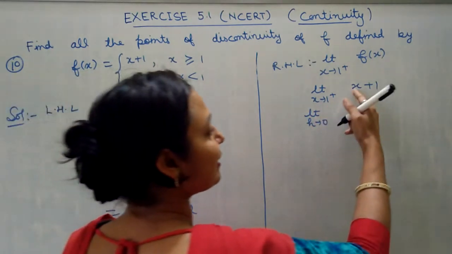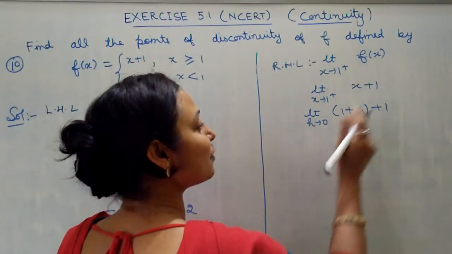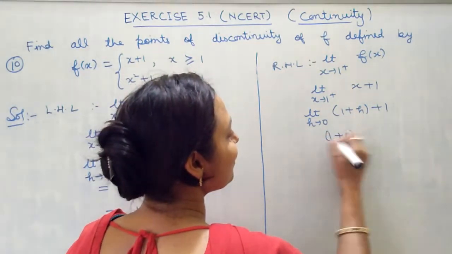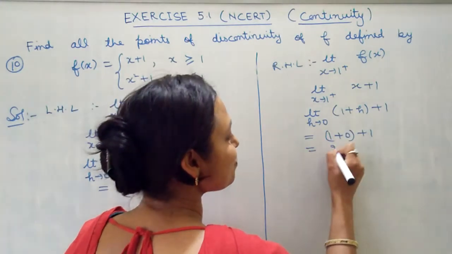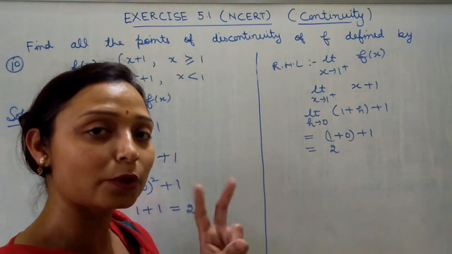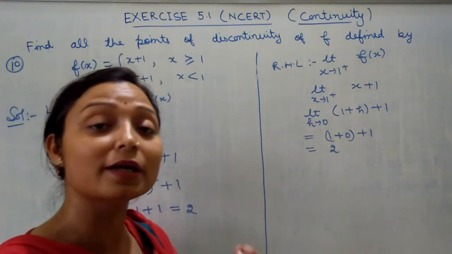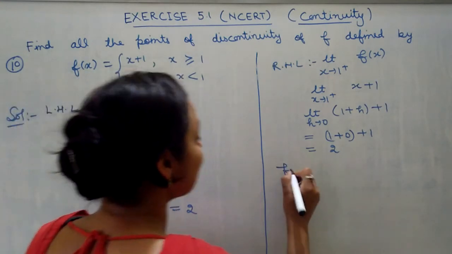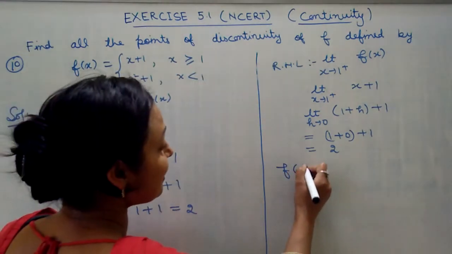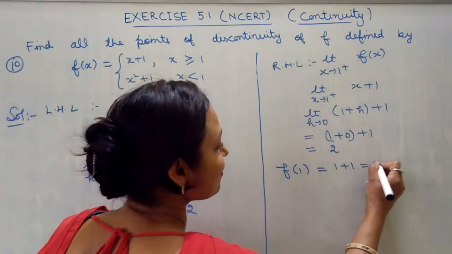So x plus 1. But I will change this by using h. In this place, x will change into 1 plus h, plus 1. Put the value h equals 0 here: 1 plus 0 plus 1, that will equal 2. Now the third step: when the two steps are equal, we take the third step. What is that step? You have to put the direct value, that is f of 1. That is 1 plus 1, which equals 2.